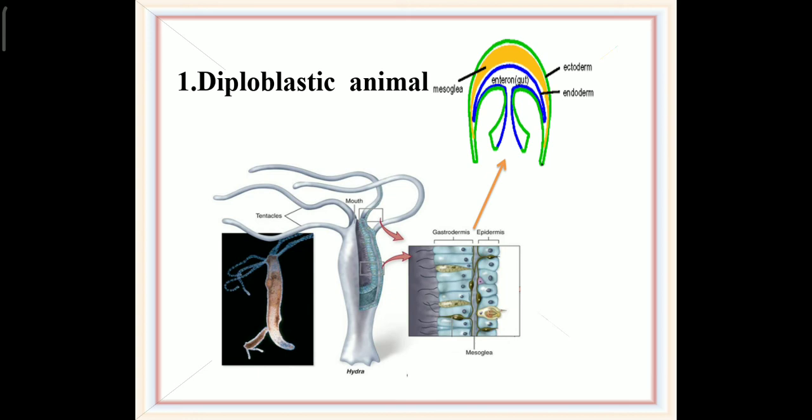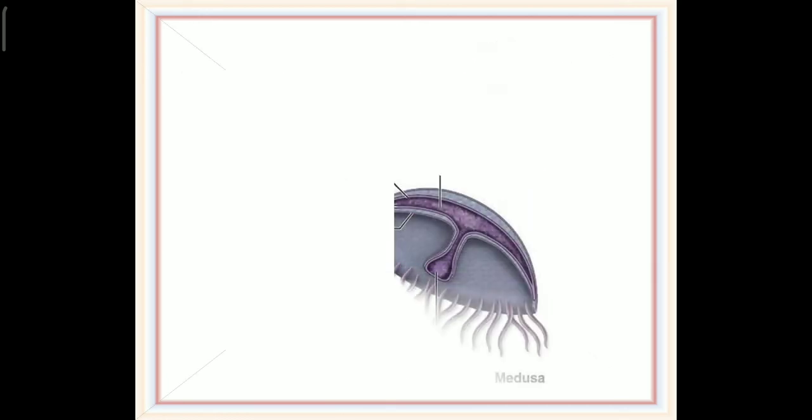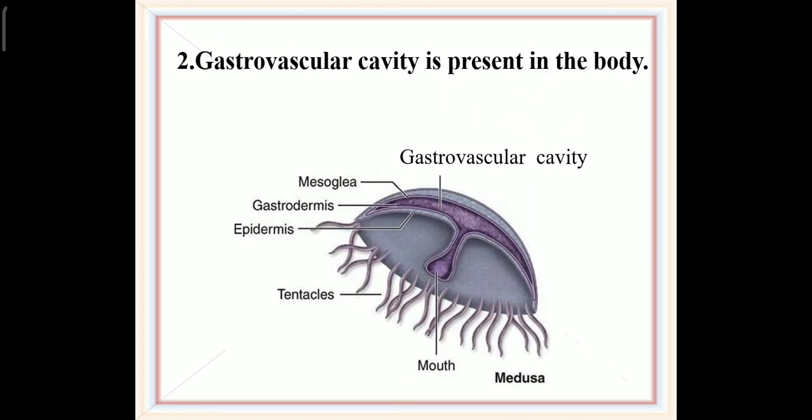Now, diploblastic animals. Diploblastic animal means that during the embryonic stages, the embryonic cells are arranged into two layers, which are called the ectoderm and endoderm. And the gastrovascular cavity is present in the body. Look at this. See here, there is the gastrovascular cavity.